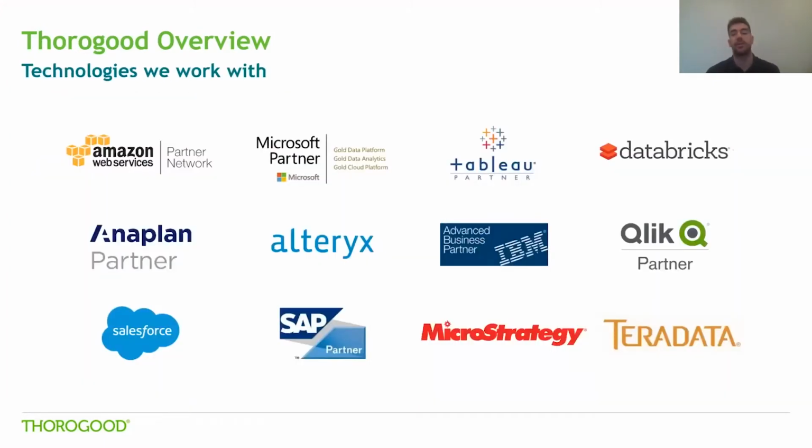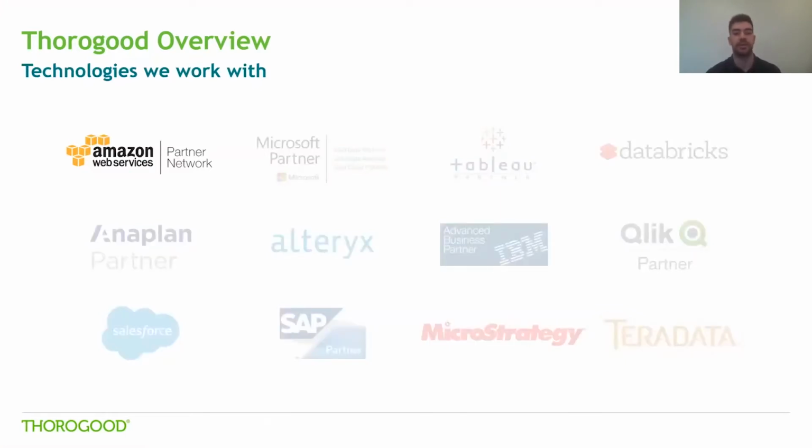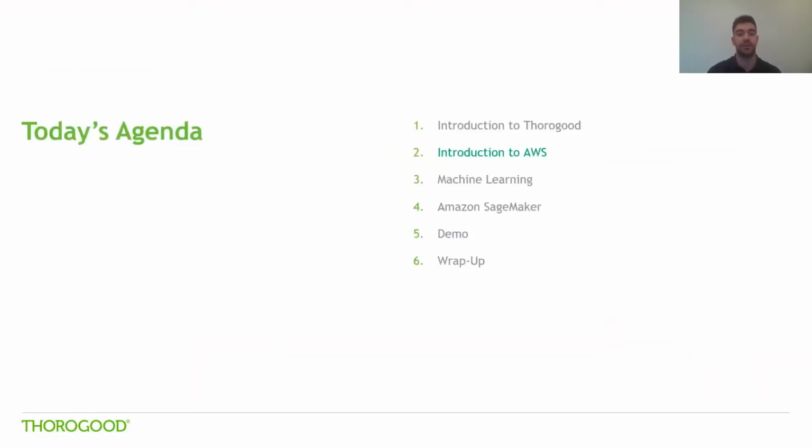In terms of technologies that we work with, we're an independent consulting firm, meaning we don't work with one specific technology in particular. We do, however, work and partner with many of the key players across the BI and analytics space in order to provide our clients with solutions that best suit their needs. We are indeed a member of the Amazon Web Services Partner Network, which means that we do work with AWS to ensure that we're delivering well-designed, high-value solutions for our customers when the business cases do call for the use of AWS offerings. So that was a quick intro to Thorogood.